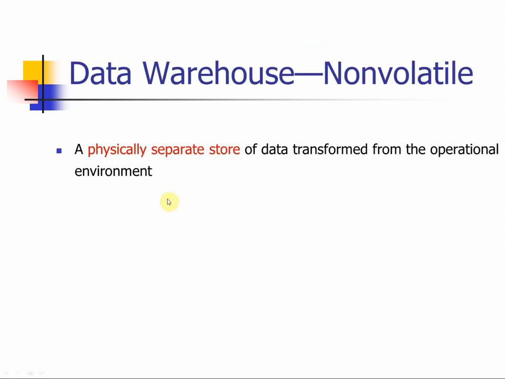So what does that mean? It means a physically separate store of the data transformed from the operational environment. Like in my UCA, you go in over there, sign up for the courses, and make all the changes. Almost every semester, new courses are posted, new semesters happen. That is what we call the operational database. What a data warehouse is trying to do is separate from that operational environment. They want to keep track of the information.